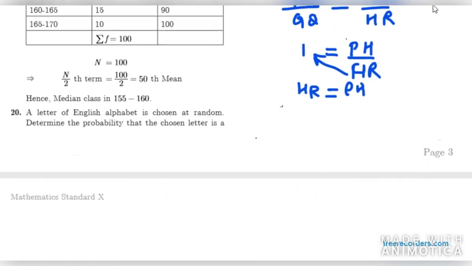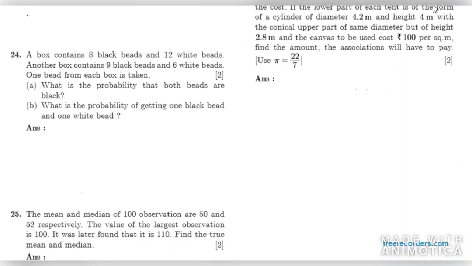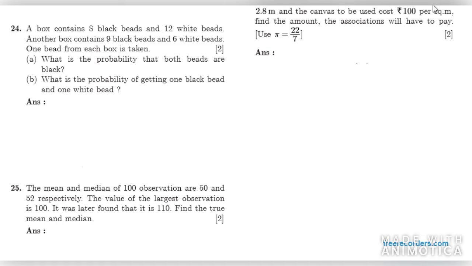Now moving on to next question, question number 24. It says a box contains 8 black beads and 12 white beads. Another box contains 9 black beads and 6 white beads. So what is the probability that both beads are black? So first of all, the total number of cases is 20 into 15. Total number of beads in both is 20 into 15. So total number of cases is 300.